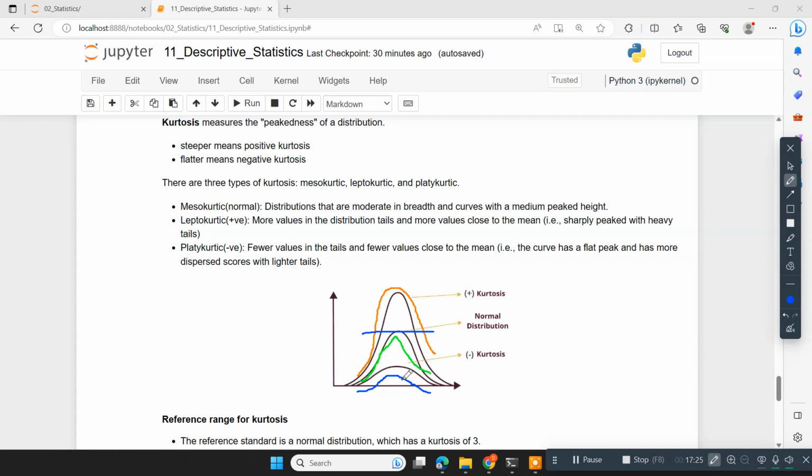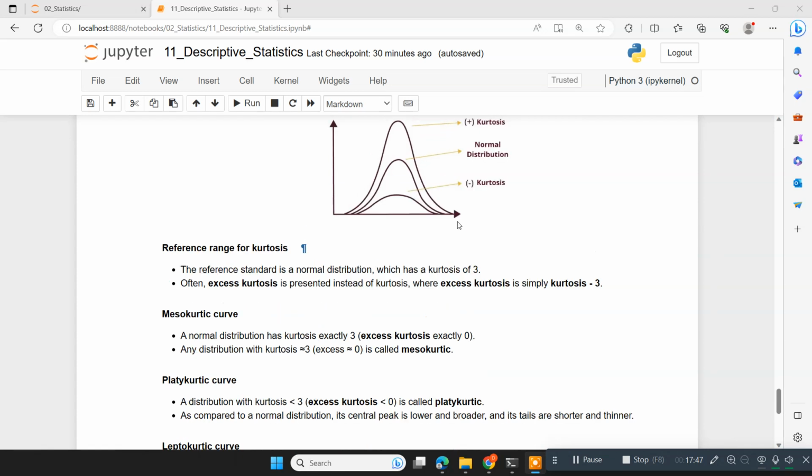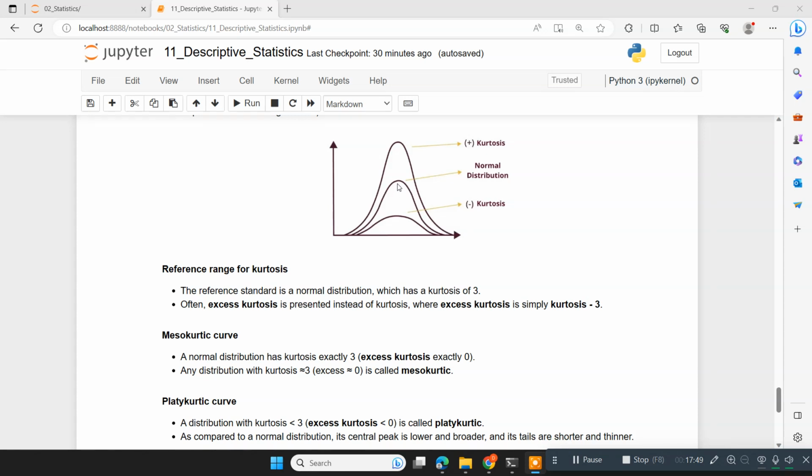That means the curve has a flat peakness. This is a flat peakness. What about this? This is very high peakedness, that is positive kurtosis. So in other terms, we can say based on the range of values, for example, the normal distribution has a kurtosis value of 3. This is the kurtosis value 3.